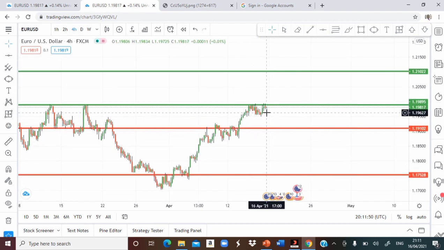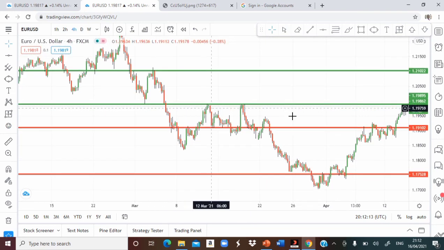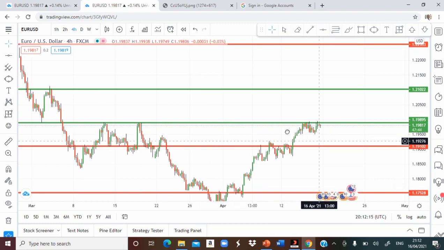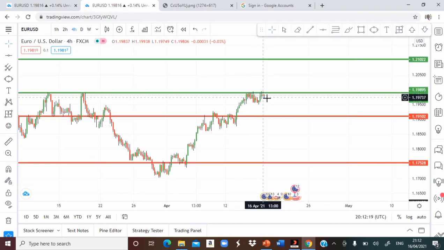This is April 16, 2021. I don't know when you're watching this video, but now that price is here, what signal do I need to see before I'll be in this trade? This is a resistance zone. So based on what price has done in the past, now that price is here, what am I supposed to do?